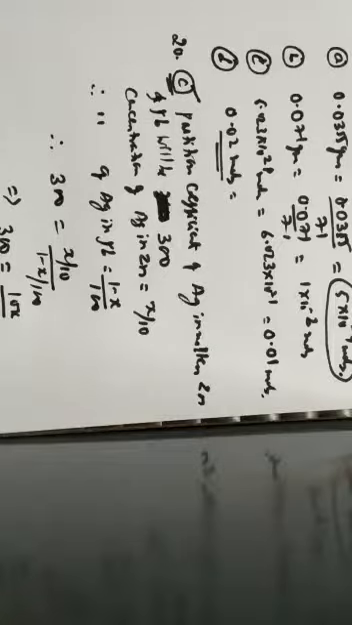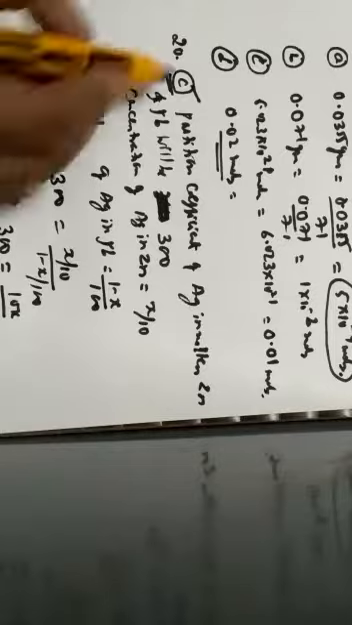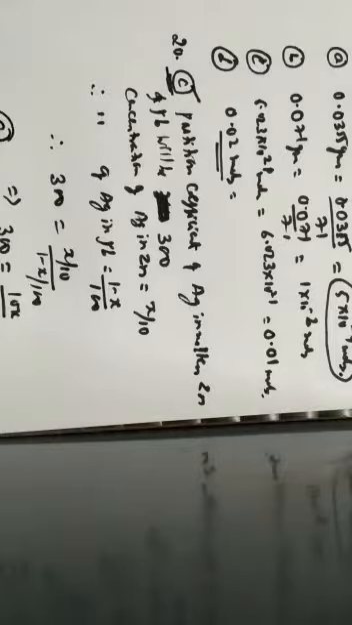Therefore, the percentage of silver in the zinc layer is equal to 30 divided by 31 into 100, which comes out to be 97%, which is given by option C.